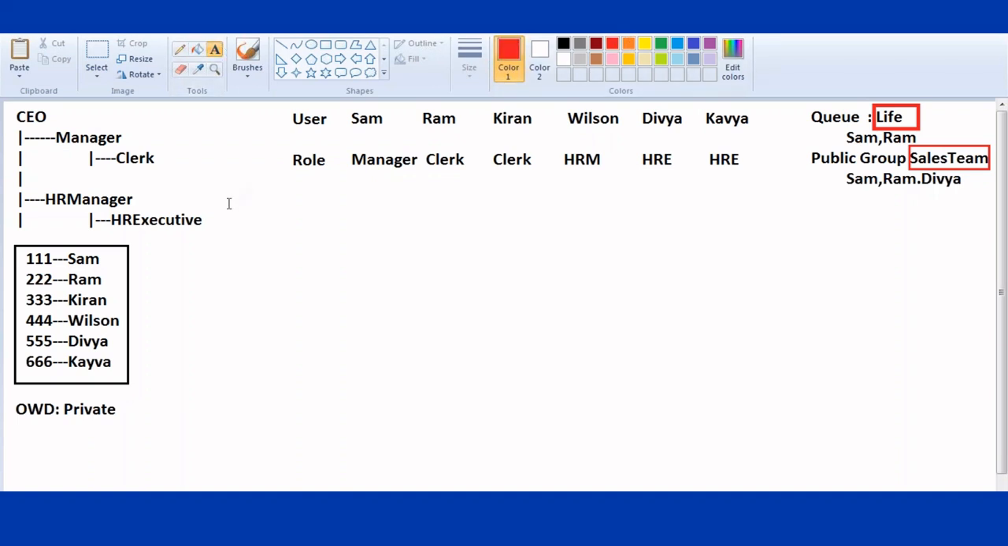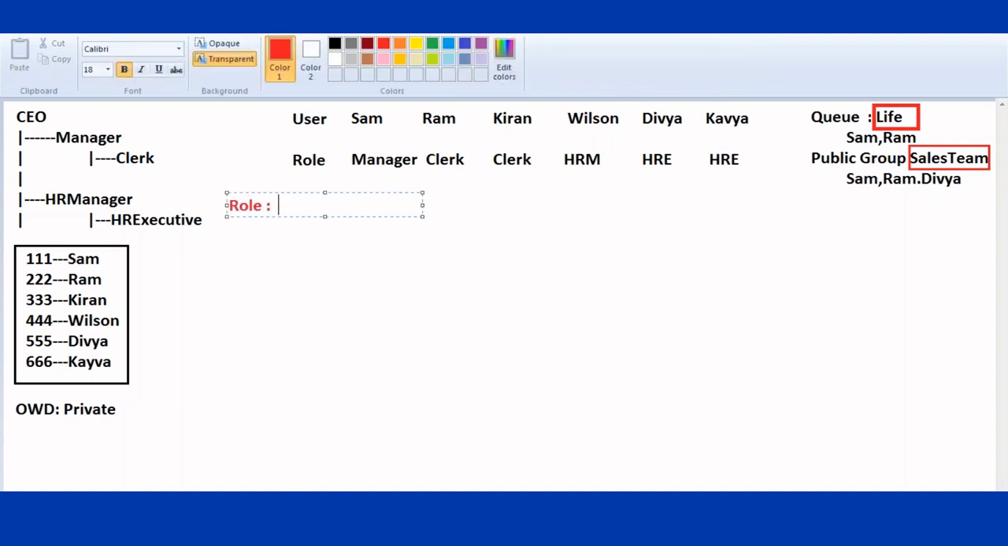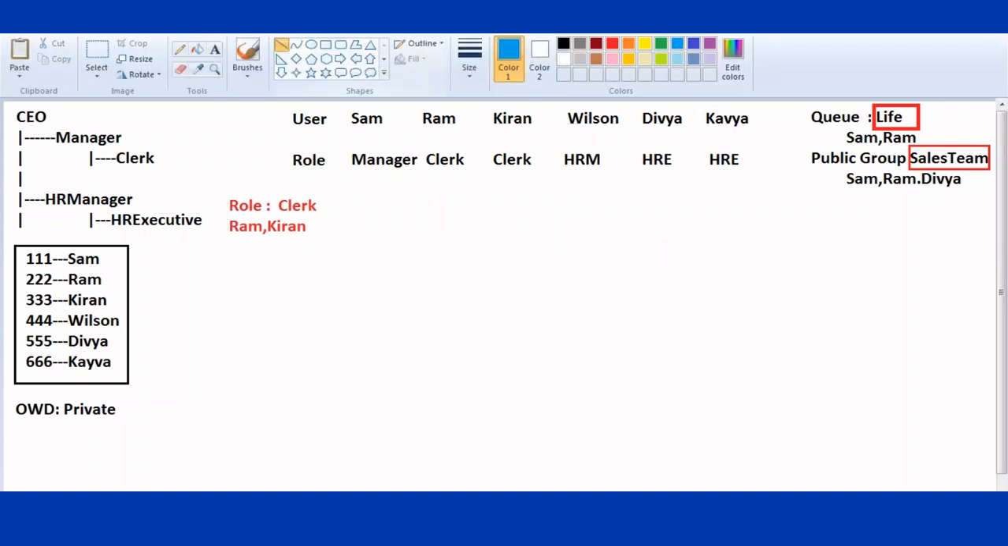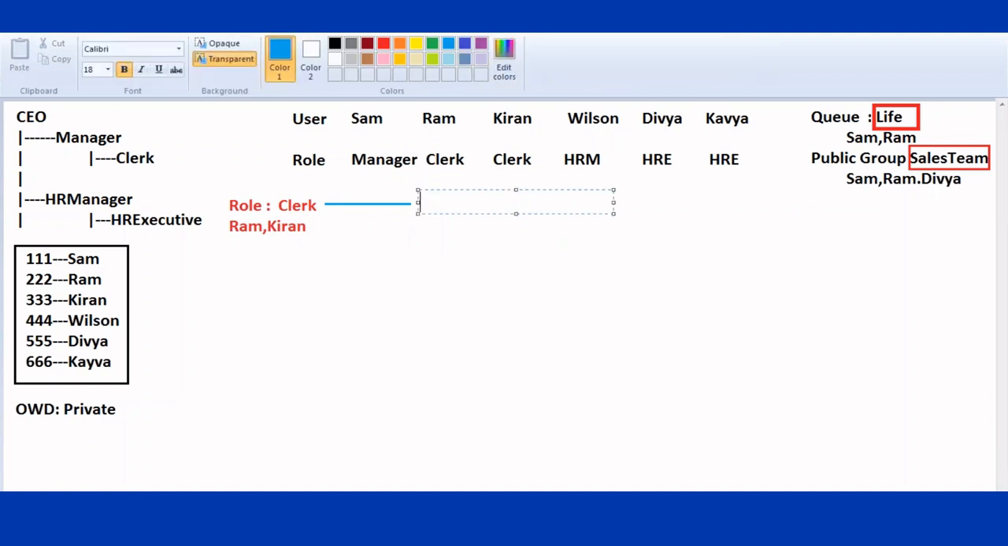Let's look at the concept. Records which are owned by the users whose role is clerk. Who are having a role called clerk? Ram and Sham are having a role called clerk.